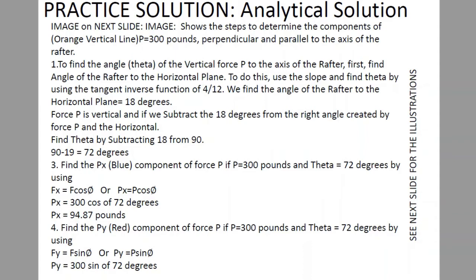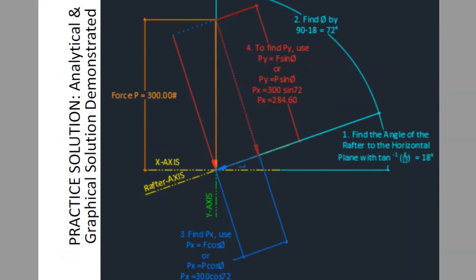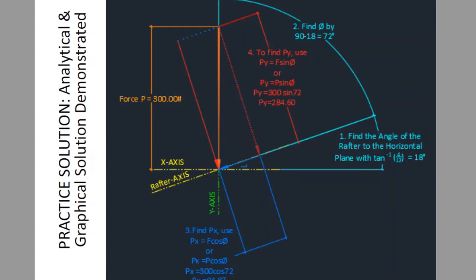Next, in red, we find the Py component of force P. If P is equal to 300 pounds and theta is equal to 72 degrees, by using Fy is equal to F times the sine of theta, or in this case, Py is equal to P times the sine of theta, we find that Py is equal to 300 times the sine of 72 degrees.